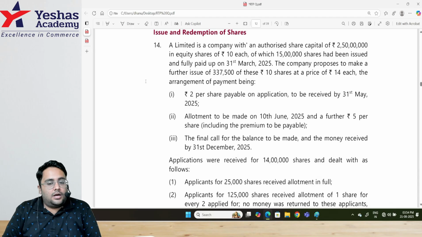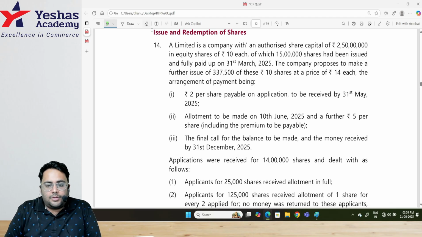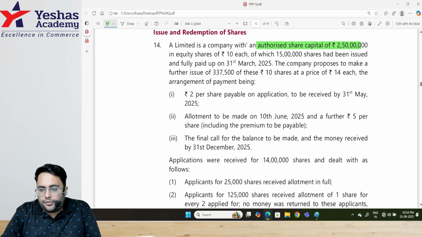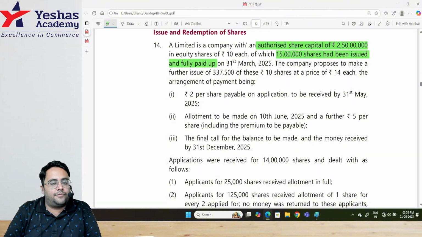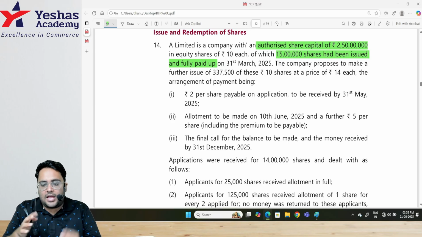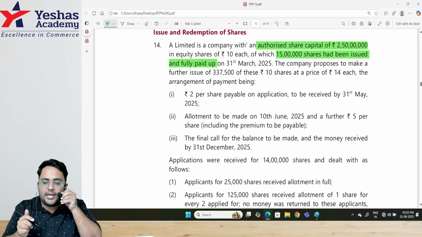Question number 14. A Limited is a company with an authorized share capital of 2 crore 50 lakh in equity shares of rupees 10 each, out of which 15 lakh shares had been issued and fully paid up as on 31st March. 2 crore 50 lakh, 10 rupees each. How many shares? 25 lakh shares are there. In that, 15 lakh shares are already issued.